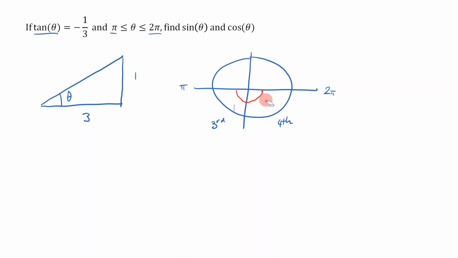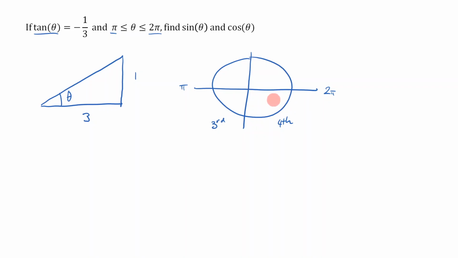Now, I've been told that I have -1/3. In terms of tan, I like to think about this in gradient. I know that all my gradients in my 3rd quadrant are positive, so it's not in my 3rd quadrant. It has to be in my 4th quadrant. I don't know exactly where it's going to be, but let's just say it's here. That is going to be what the angle is.